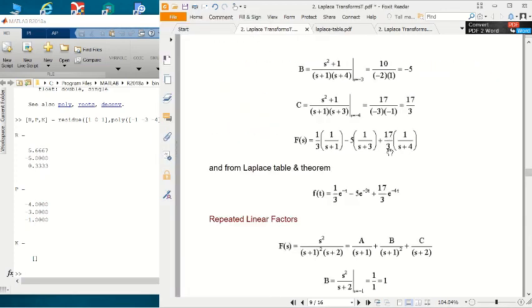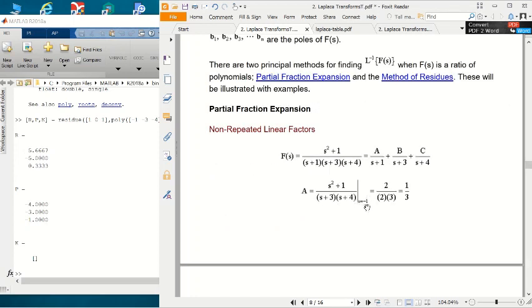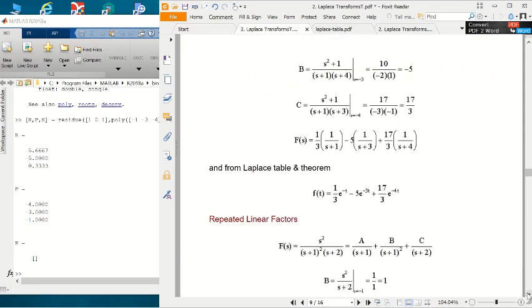So we can check here. So 17/3 is supposed to be 5.667. And then for the pole equal to -3, which is B in this case, it will be equal to 5. So we check here, so it's 5. For the pole of -1, the A must be equal to 1/3, so equal to 0.33 here. So that's how we did it using MATLAB. MATLAB uses the residue method.